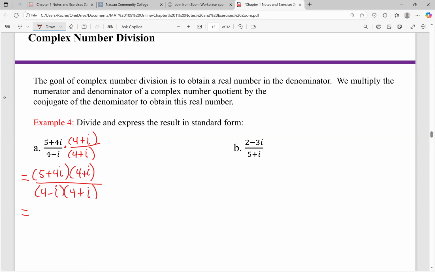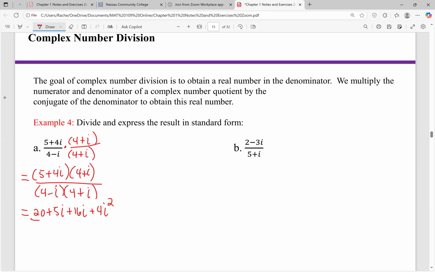So in the numerator, I'm going to have 5 times 4, which is 20. Then 5 times i is a positive 5i. Multiply my inner terms, 4i times 4, which is going to be 16i. And then I'm going to have 4i times i, which is going to be a positive 4i squared.